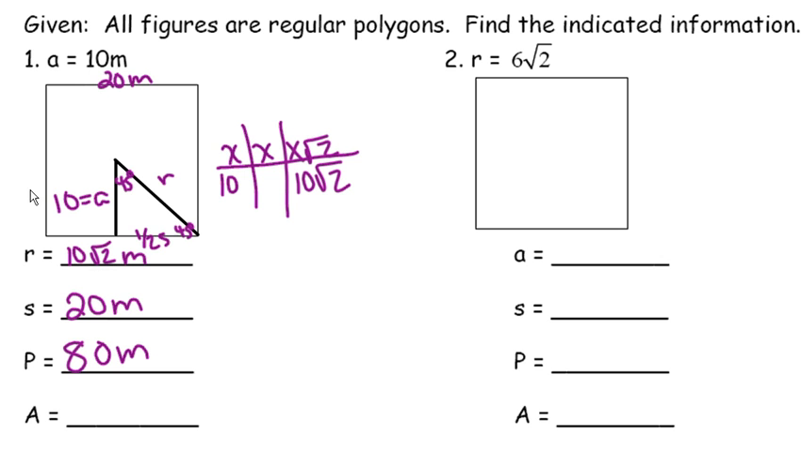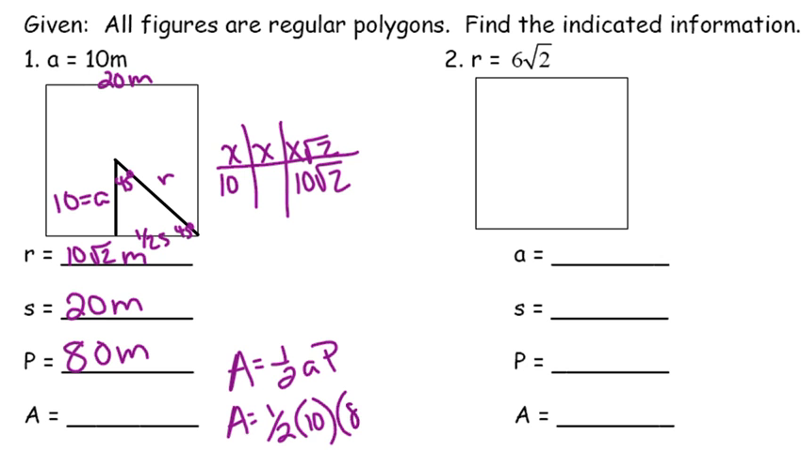Now, I know that you know how to find the area of a square by multiplying 2 sides together, length times width, but we are going to use the formula A equals 1/2 AP. So my area equals 1/2 my apothem, which is 10, times my perimeter, which is 80. 1/2 times 10 is 5, times 80 is 400. So I get 400 meters squared for my area, the exact same thing I would have gotten if I multiplied 20 by 20, but let's just keep that between you and me.